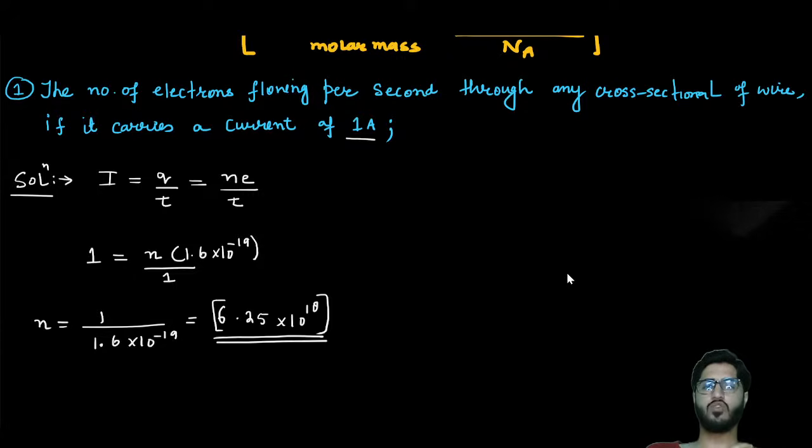So this is how we can manipulate our question. The same question we did in the quantization numerical back in our electrostatics: how many charged particles are present in 1 coulomb of charge? Same. In 1 coulomb, 6.25 times 10 to the power 18 electrons are present.